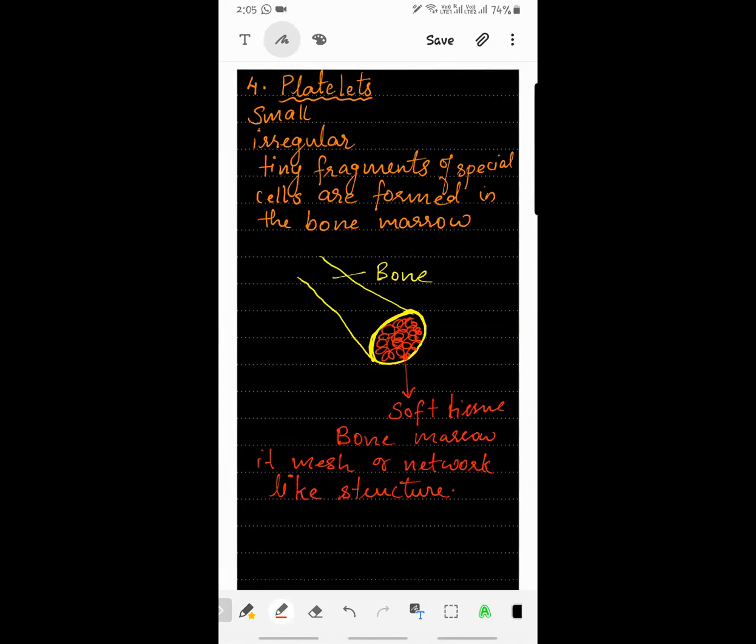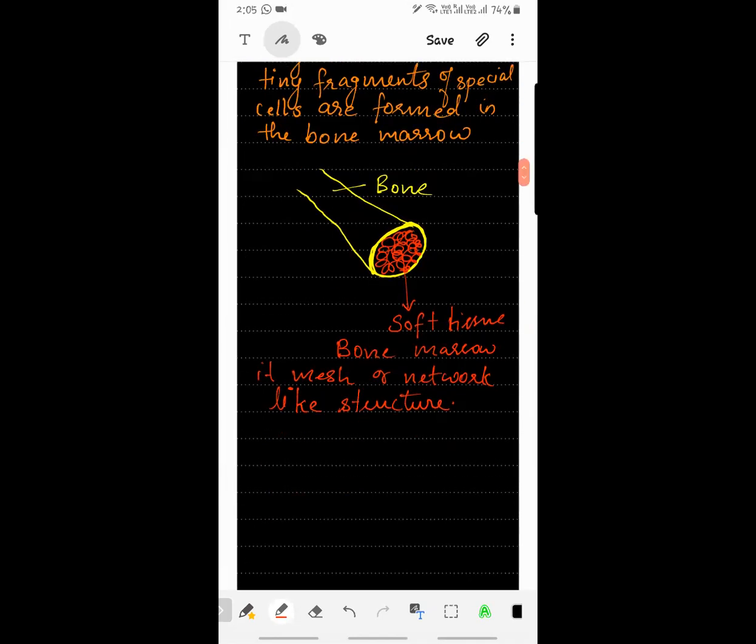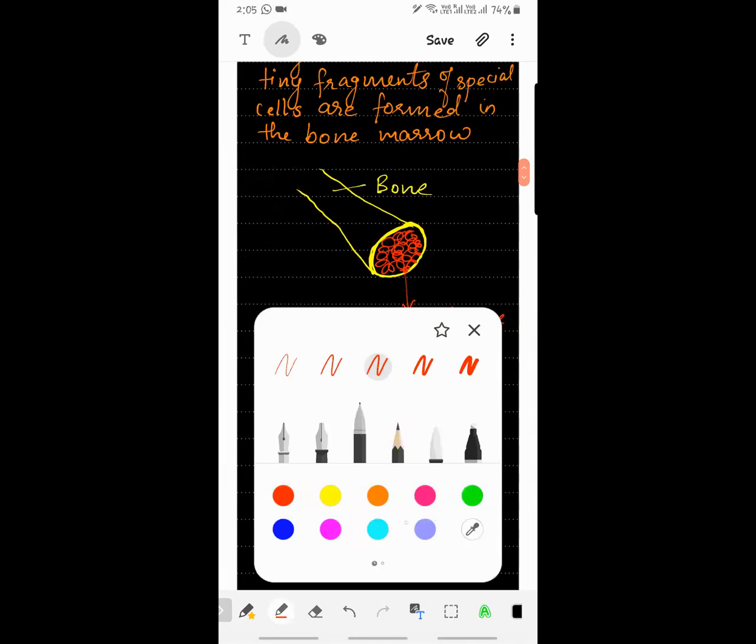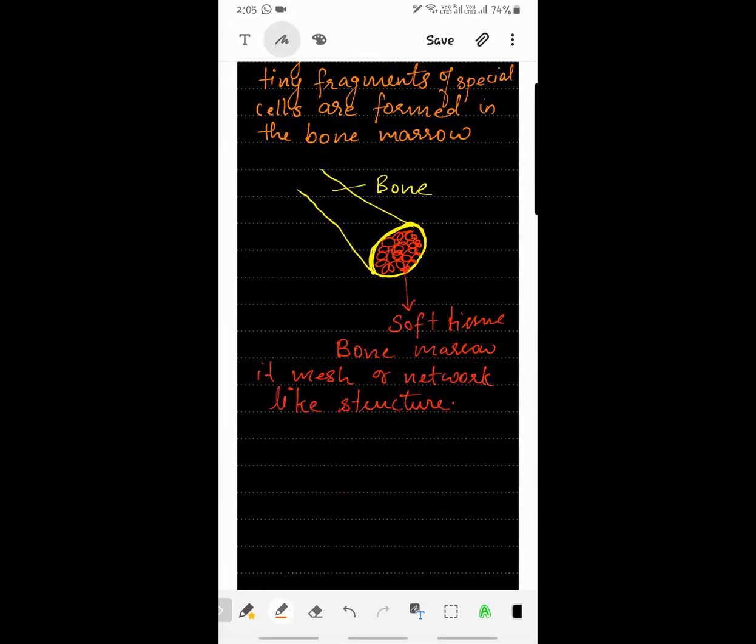Okay, so this is bone marrow. Now in this bone marrow, platelets are colorless, and they help in clotting the blood. Okay, they are colorless and help in blood clot.